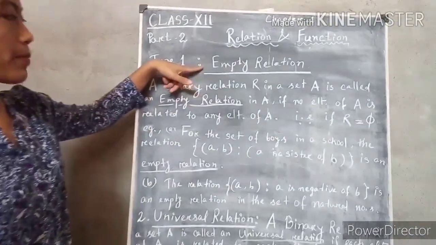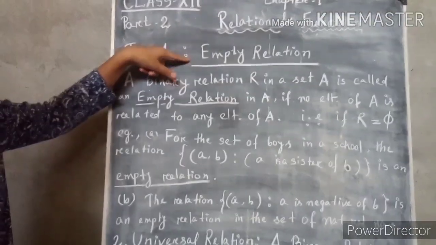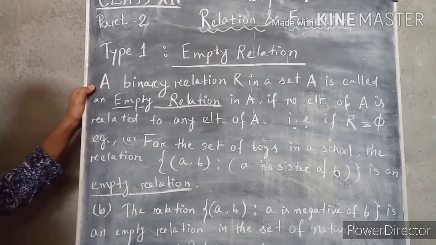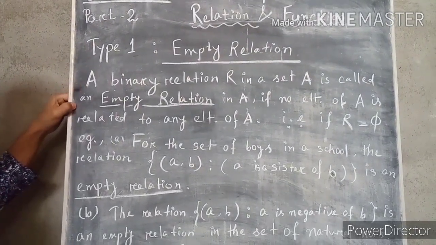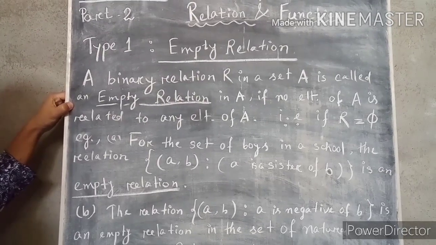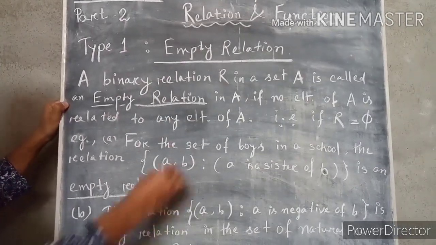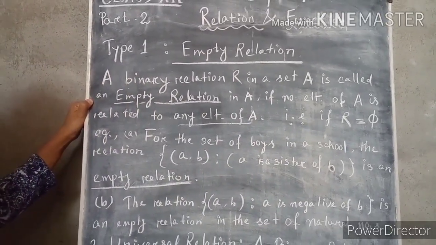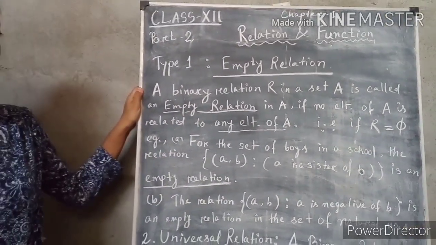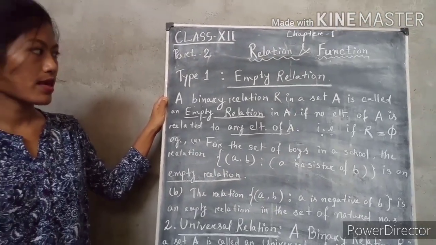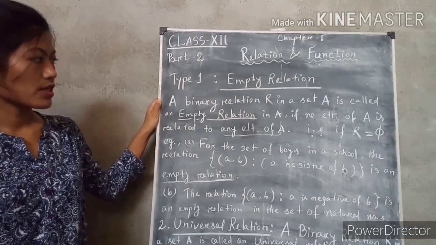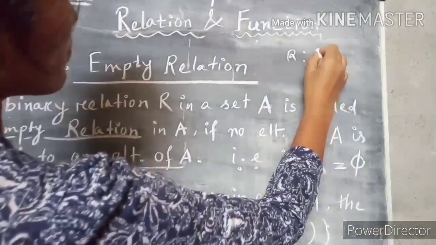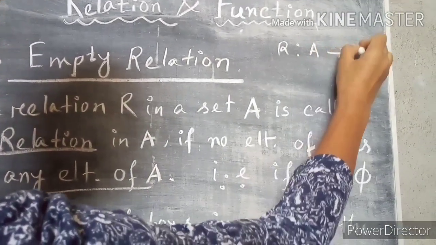The first one is the empty relation. Type 1, empty relation. The definition: a binary relation R in a set A is called an empty relation in A if no element of A is related to any element of A. That is, if R equals ∅. Binary relation means R from set A to A itself.